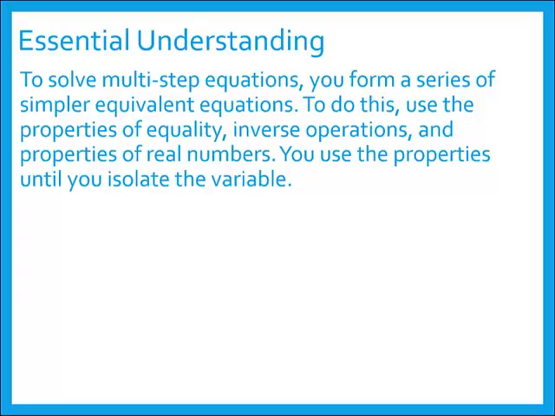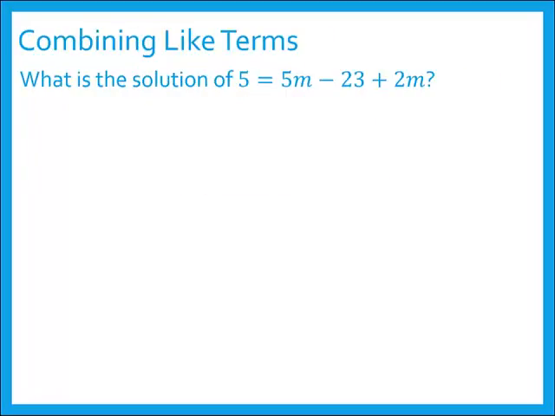Here we go. So the essential understanding: to solve multi-step equations, you form a series of simpler equivalent equations. To do this, use the properties of equality, inverse operations, and properties of real numbers. You use the properties until you isolate the variable. That's the essential understanding for this entire topic, what we need to know how to do by the end of topic 1-1.